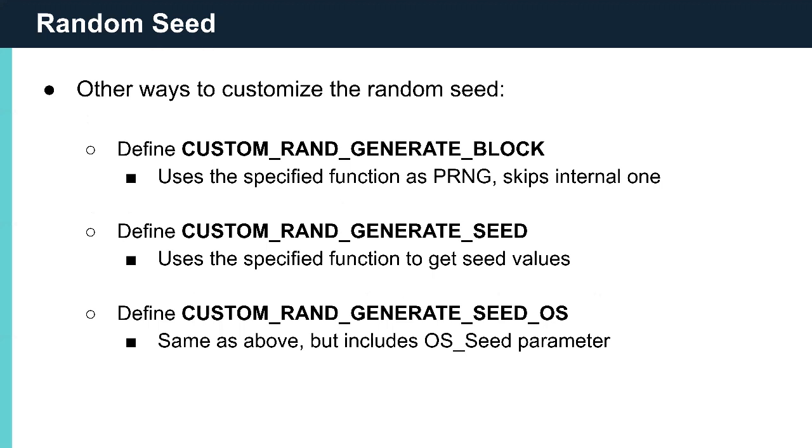So CUSTOM_RAND_GENERATE_BLOCK uses the specified function that this is defined to as the PRNG and skips our internal one. CUSTOM_RAND_GENERATE_SEED uses the defined function to get seed values. And then CUSTOM_RAND_GENERATE_SEED_OS is the same as the above, but you also get the added OS seed parameter in case you need to get some extra info from your system.